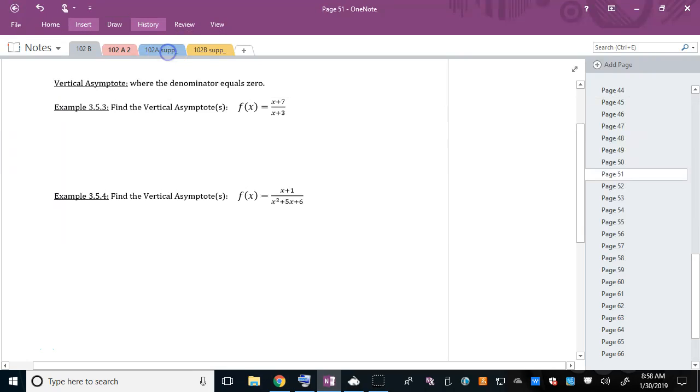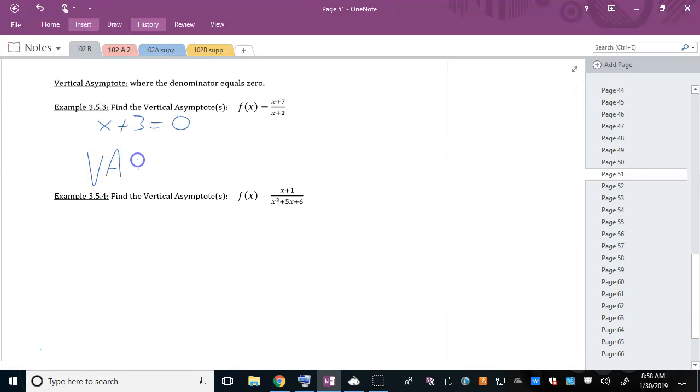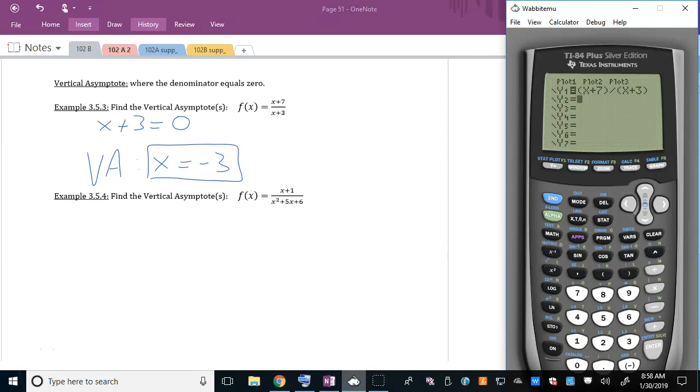So if I'm going to find this algebraically, I ignore the numerator and take just the denominator equal to 0. Now I'm going to use VA as shorthand for vertical asymptote because those words are hard to spell. And here I will get x equals negative 3. Let's graph that function. Again, please note I have parentheses around the entire numerator and around the entire denominator because they both have two terms. Again, if you don't put those parentheses in, it's not going to graph correctly.